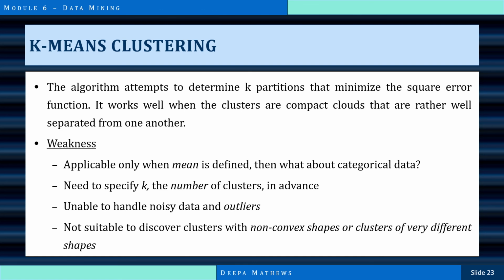The second point is we need to specify K in advance. K is the number of clusters, so we need to give the number of clusters in advance. The third point is it is unable to handle noisy data and outliers. Outliers are those objects which behave entirely differently from other objects. K-means clustering is unable to handle such outliers. And it is not suitable to discover clusters with non-convex shapes or clusters of very different shapes.